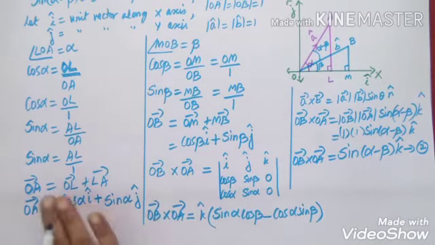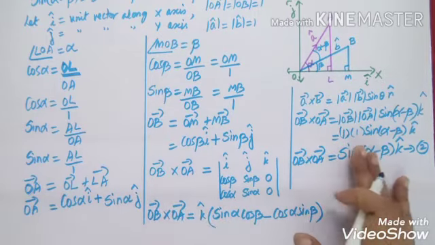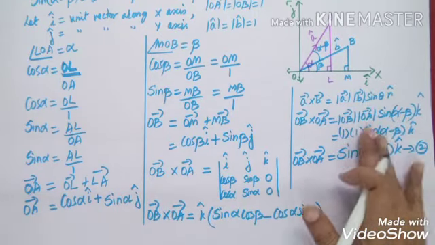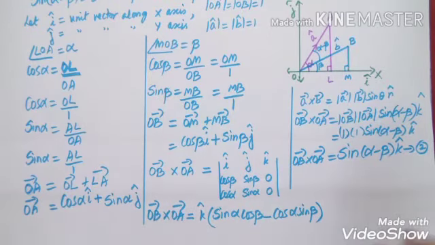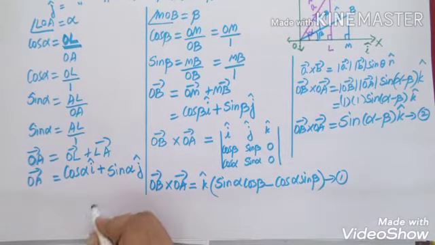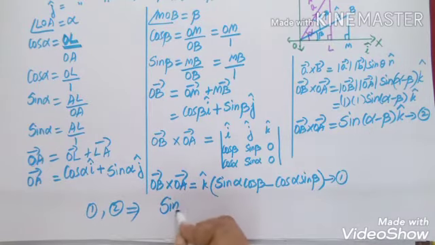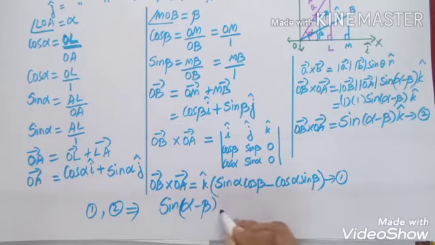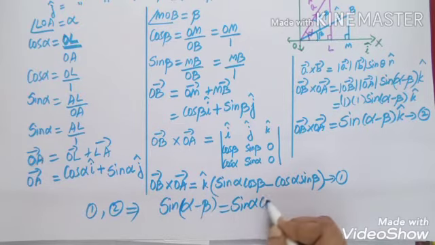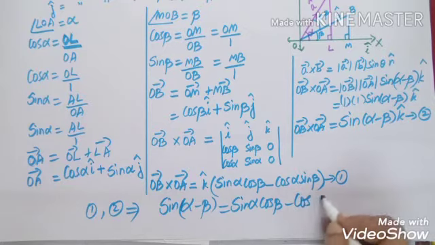Here we have done how to do the cross product using determinants. Here we have used the definition of cross product. Both 1 and 2 are equal. Both are OB cross OA only. So comparing 1 and 2, left sides are equal, means right sides must be equal. Sin(alpha minus beta) equals sin alpha cos beta minus cos alpha sin beta.